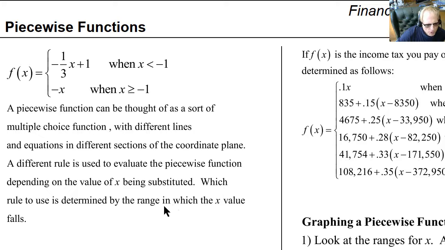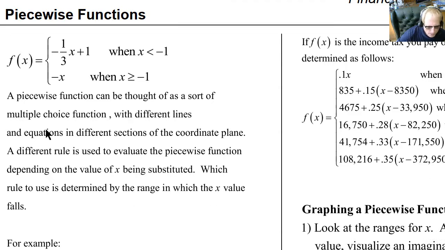So a piecewise function is sort of like a multiple choice function where you have a different line for different portions of the xy plane depending on what the value of x is. So when x is in one range, you use one rule or one equation. When x is in another range, you use another equation. There could be two, there could be three, four, as many as you want.